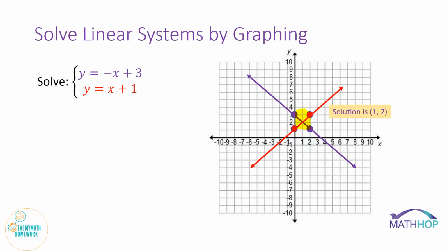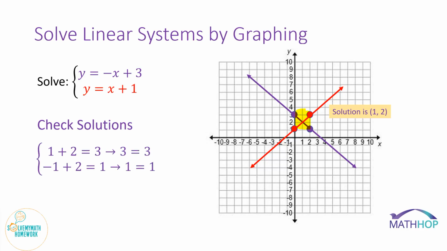When I check my solutions, I'm going to go ahead and put them back into the original x plus y equals 3, negative x plus y equals 1. Okay, so x plus y equals 3: 1 plus 2 is 3, that is true. Negative x plus y is 1: negative 1 plus 2 is in fact 1, so that works. All right, we did it. It's not the greatest way to solve it, but if you have to, it's not too bad.